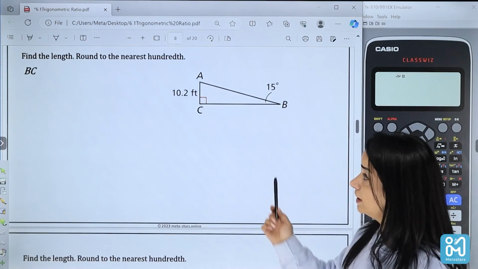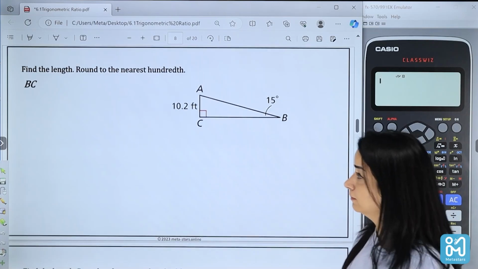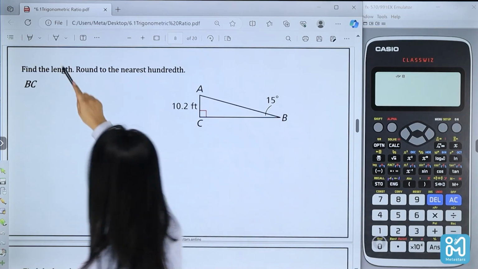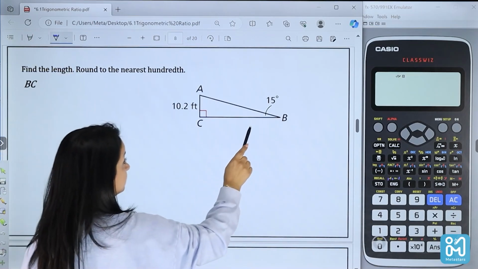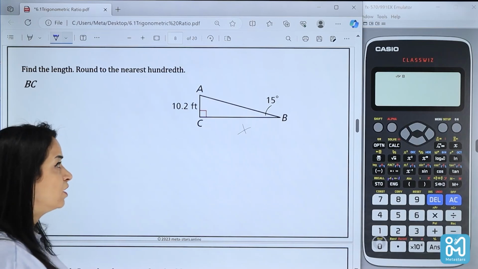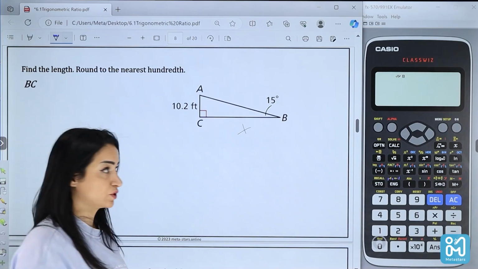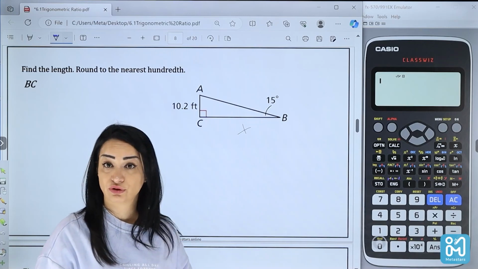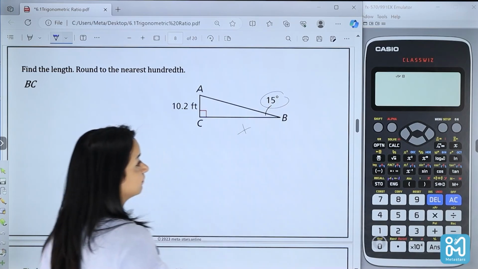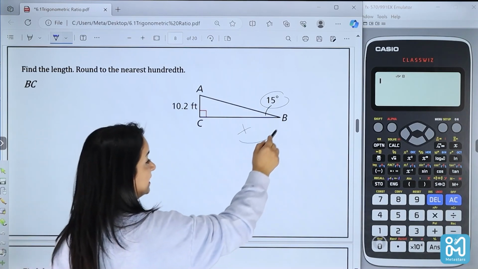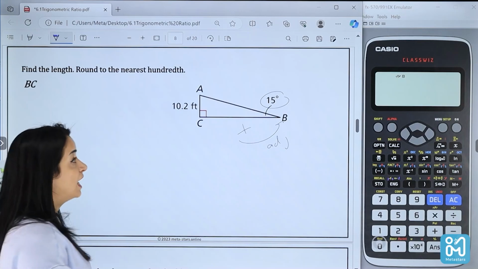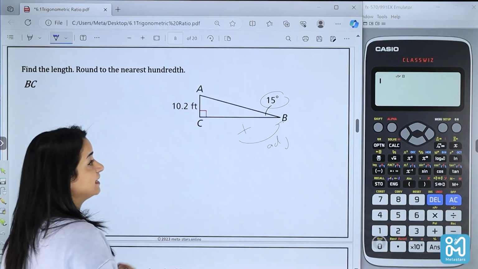Here, what do we need to find? I need to find the length of BC. So, BC is unknown. I need to find the length of this side. What information do I have in this question? First of all, this is a right triangle. I have the measure of angle B equal to 15. X is what? It is adjacent of B. And I have the length of AC.